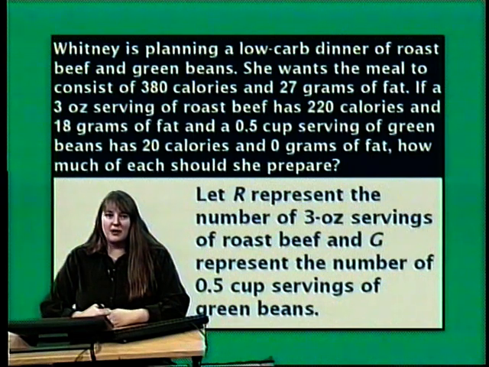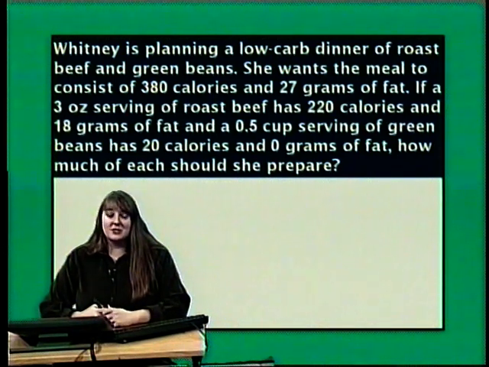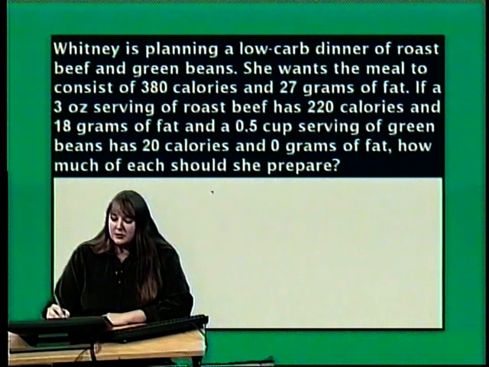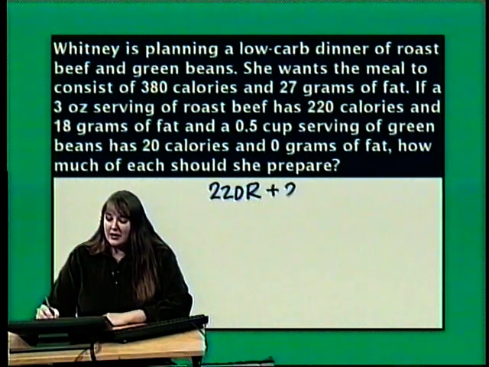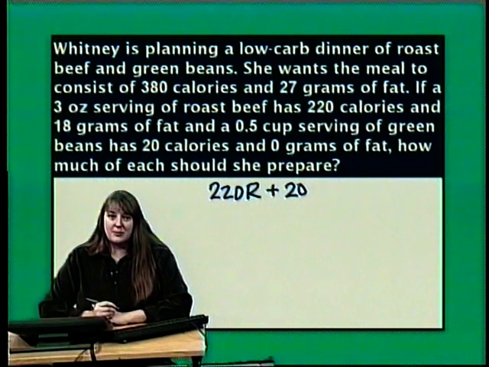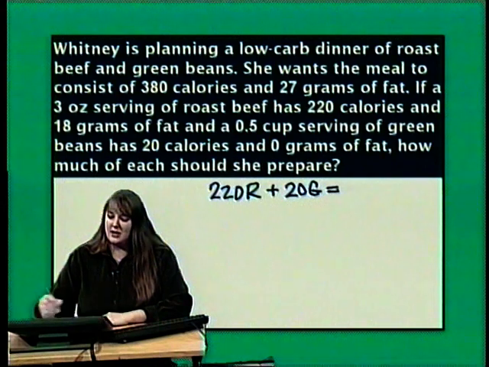Well, let's let R represent the number of 3-ounce servings of roast beef, and G represent the number of half-cup servings of green beans. Using these variable definitions, let's come up with our system of equations. Let's start out with the calories. We know that a 3-ounce serving of roast beef has 220 calories. So if we take our 220 calories and multiply it by our number of servings of roast beef, which we called R, we'll get the total calories from roast beef. And then if we take the 20 calories for the half-cup serving of green beans and multiply that by the number of servings of green beans, which we call G, this total Whitney wants to be 380 calories.